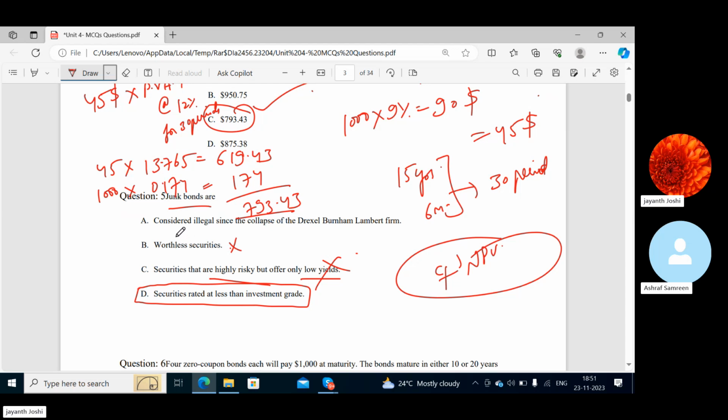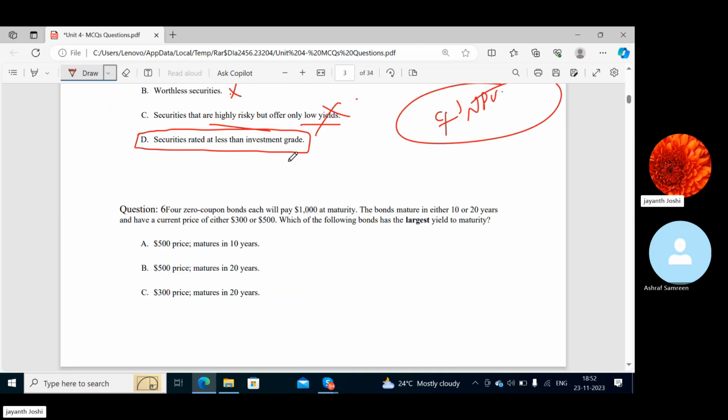Drexel Burnham Lambert firm were the ones. They are not the only ones who have underwritten this kind of bonds; there are other investors who have taken those bonds. So this is not illegal, and the right answer is securities rated at less than investment grade. Shall we move forward? You should not be putting your money into these very risky ones.